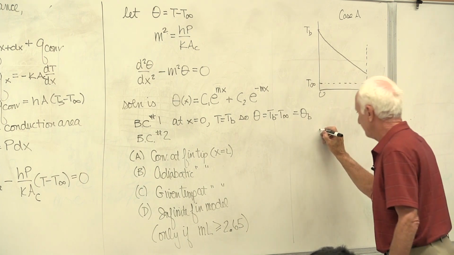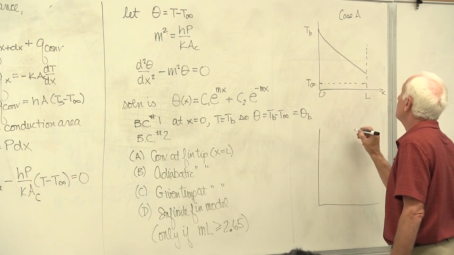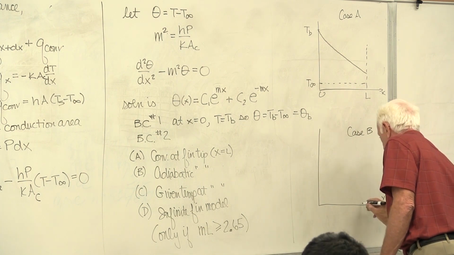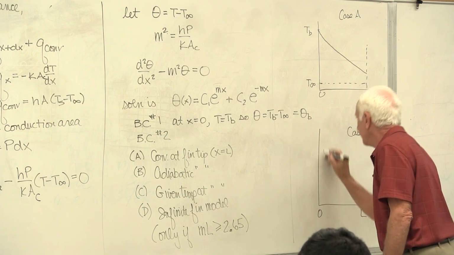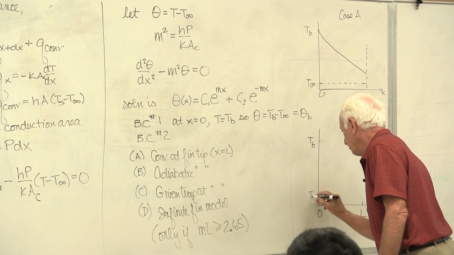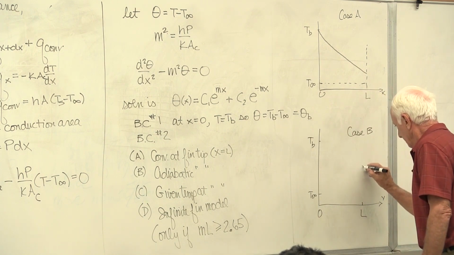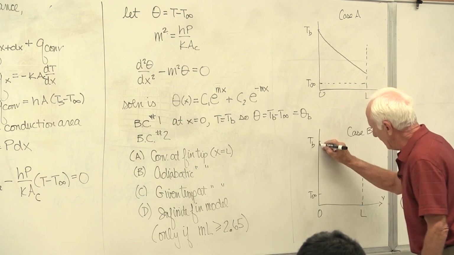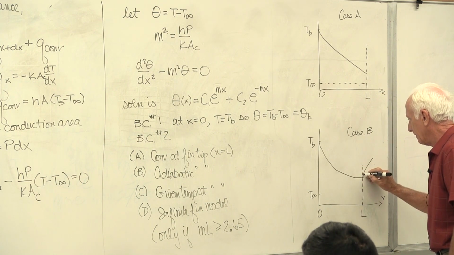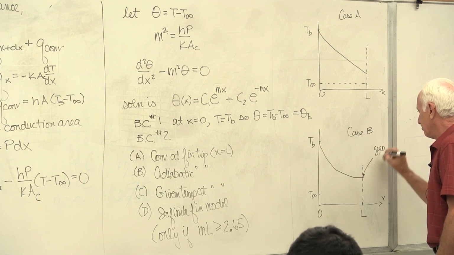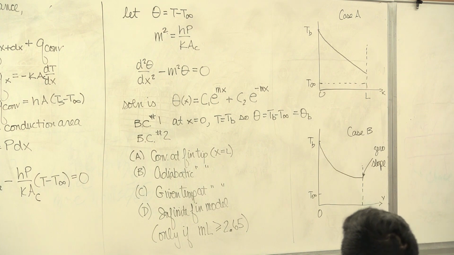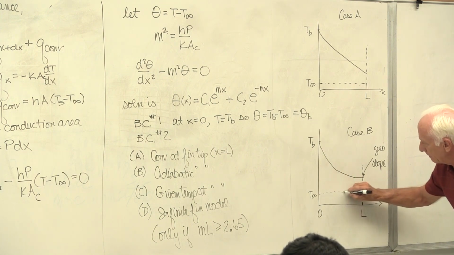Now I'll take case B. Same thing, x, L, 0, T base, T infinity. Comes down, now it's adiabatic, so the slope has to be 0 there. 0 slope. T infinity.